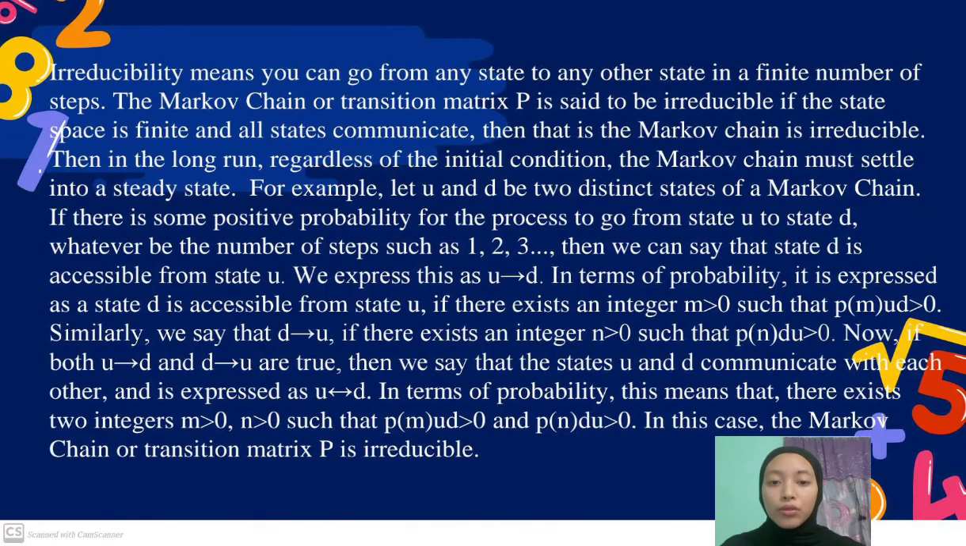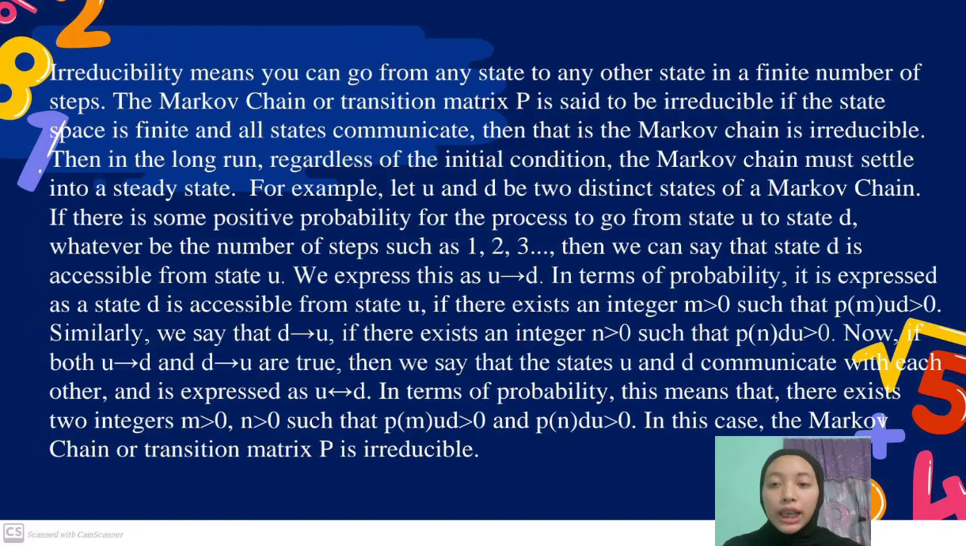I will explain how to identify whether the Markov chain is irreducible and aperiodic. Irreducibility means you can go from any state to any other state in a finite number of steps. The Markov chain or transition matrix P is said to be irreducible if the state space is finite and all states communicate. Then in the long run, regardless of initial condition, the Markov chain must settle into a steady state.